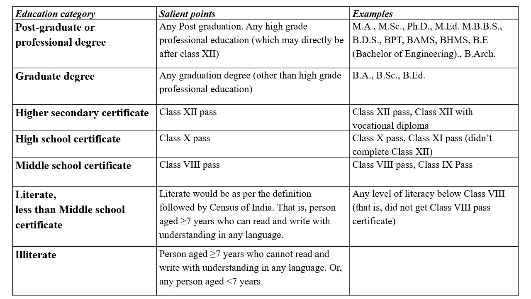If a person aged 7 years or more cannot read or write with understanding in any language, or any person aged less than 7 years, will be added in the next category, that is illiterate.